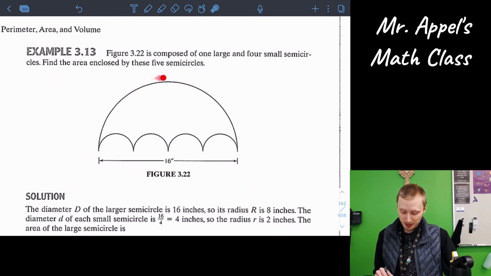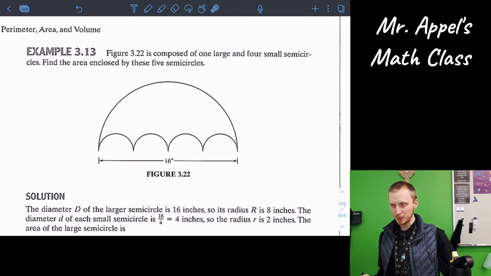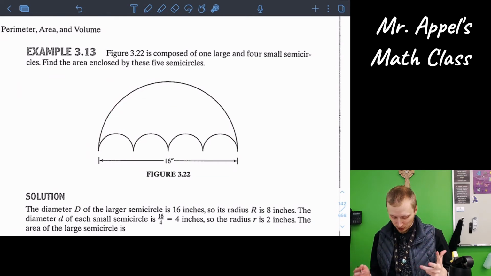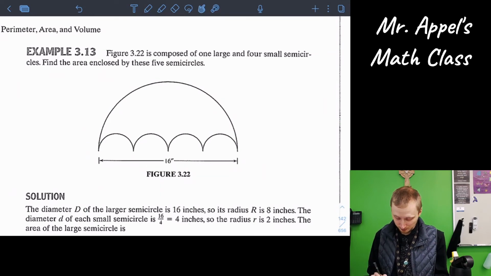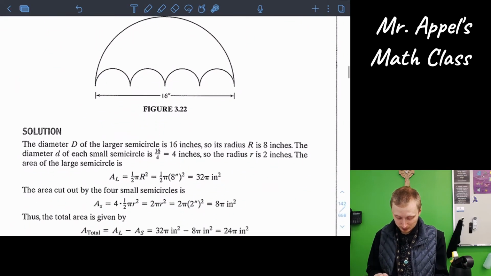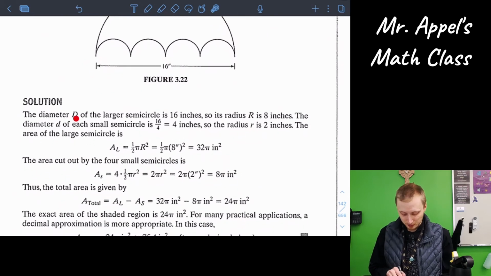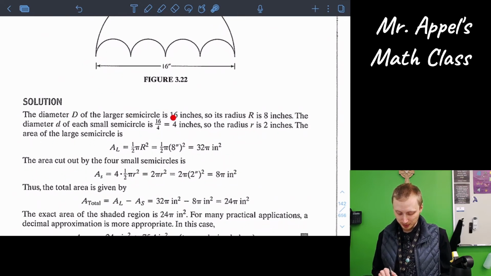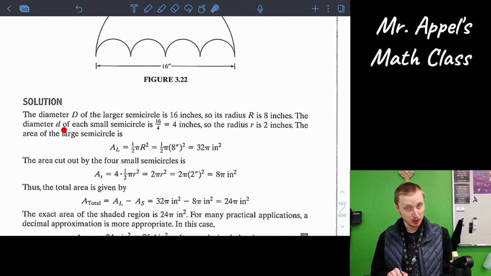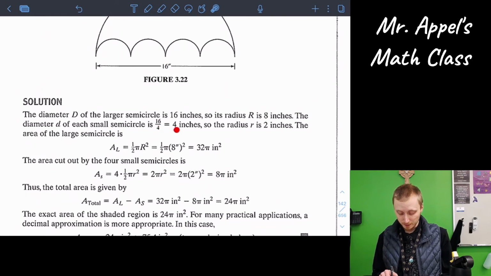So we've got the big one out here, and then we've kind of cut into it with these 4 smaller scallops there. Almost reminds me of the shape of something a particular vigilante might want to throw as a weapon. So the diameter, capital D, of the larger semicircle is 16 inches, as shown there in the diagram. So its radius, capital R, is 8 inches. The diameter, lowercase d, of each small semicircle is 16 divided by 4, or 4 inches. So the radius, little r, is 2 inches.